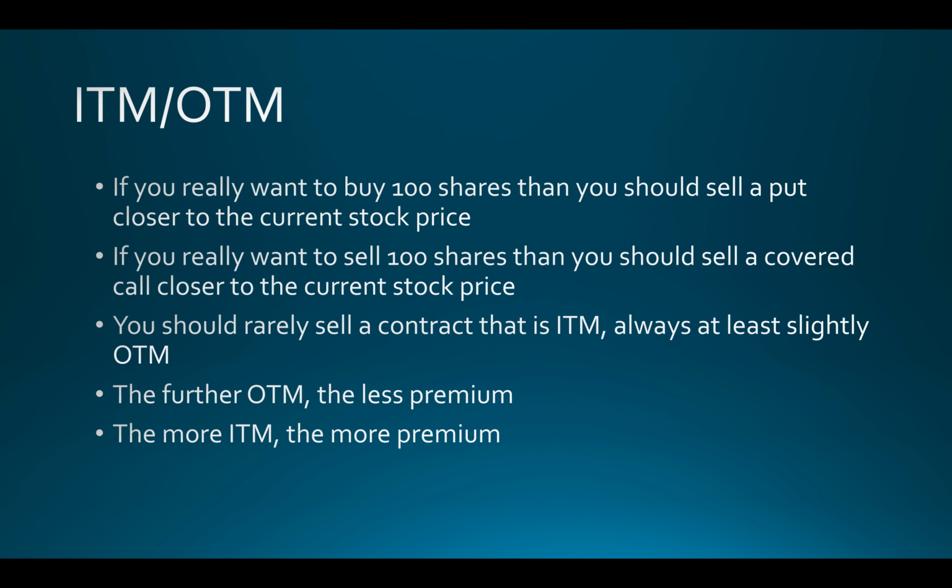Let's say it's trading at 100 and you want to sell a put, at least go to 99. Don't go to 101. Because even if the stock stays at 100, you're still netting a nice premium. And the further out of the money, the less premium you will receive on your sold option. And the more in the money, the more premium, which is just going through the probabilities.